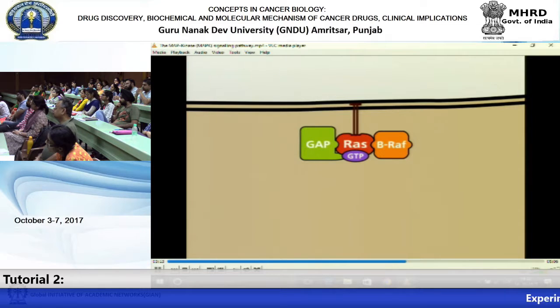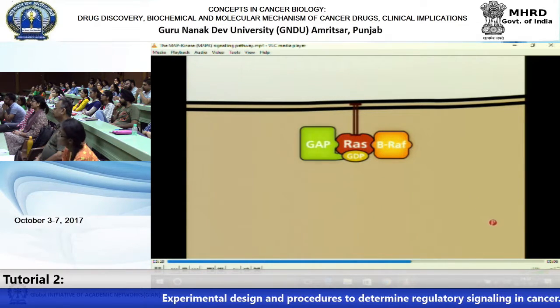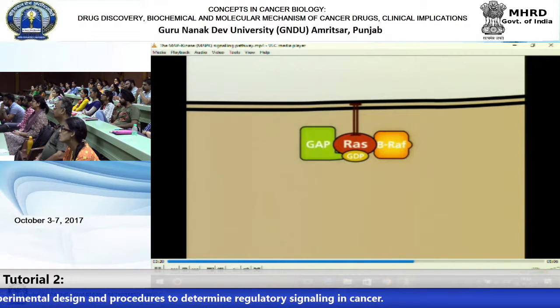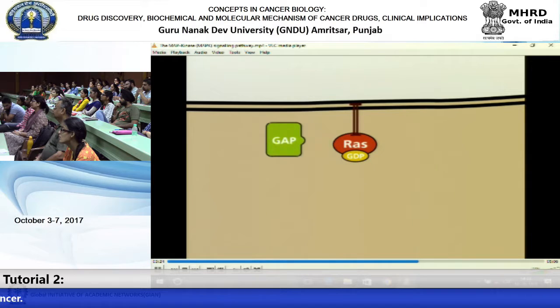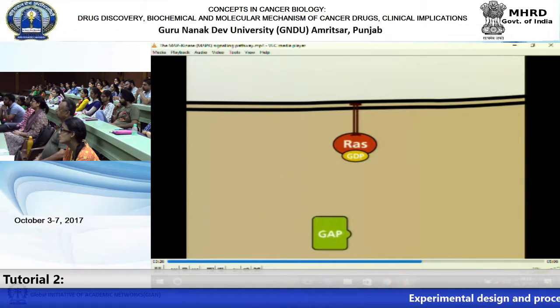The bound GTP is hydrolyzed to GDP. GDP-bound RAS is no longer active and can no longer bind to BRAF. As a result, the MAPK signaling pathway is turned off.